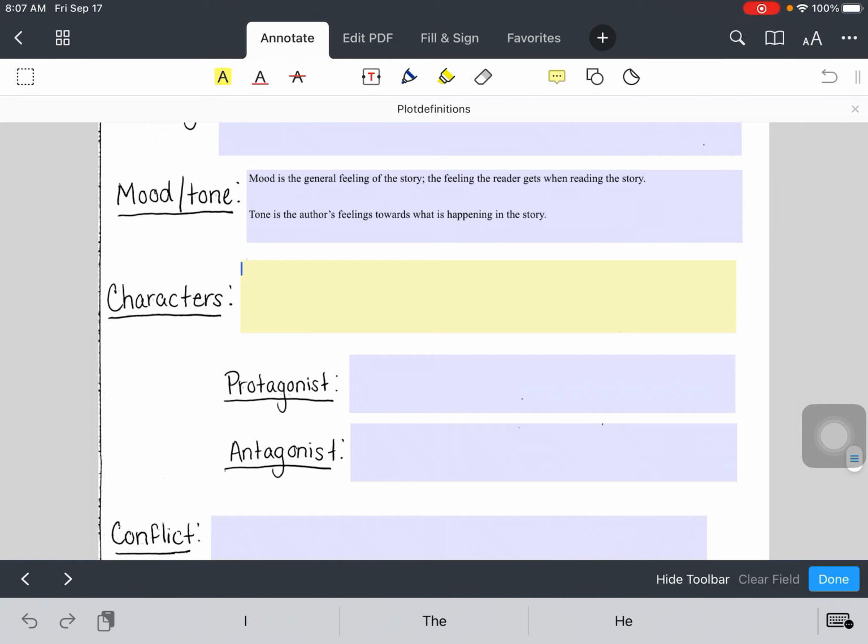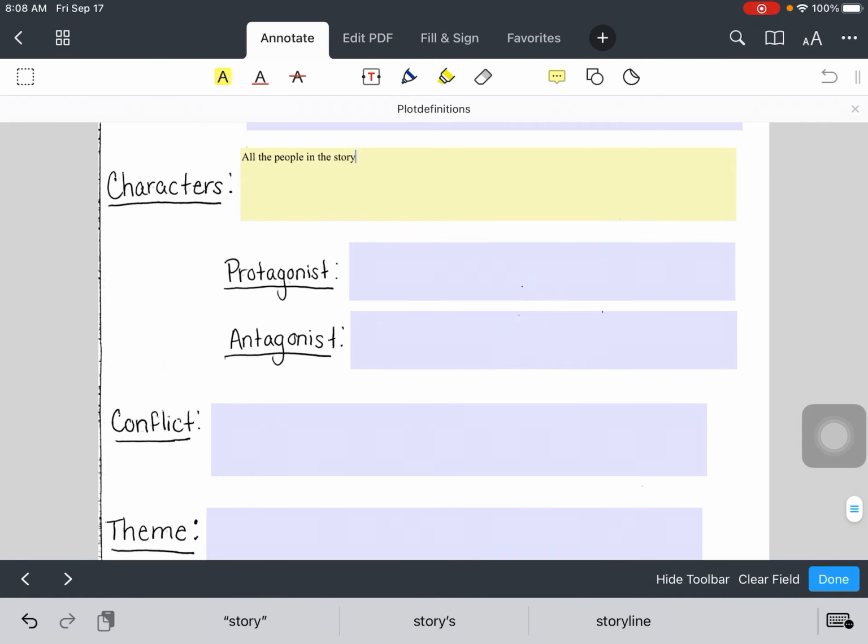Now, characters are all the people in the story. But we have to break that down into protagonist and antagonist. These are the two main characters in a story.